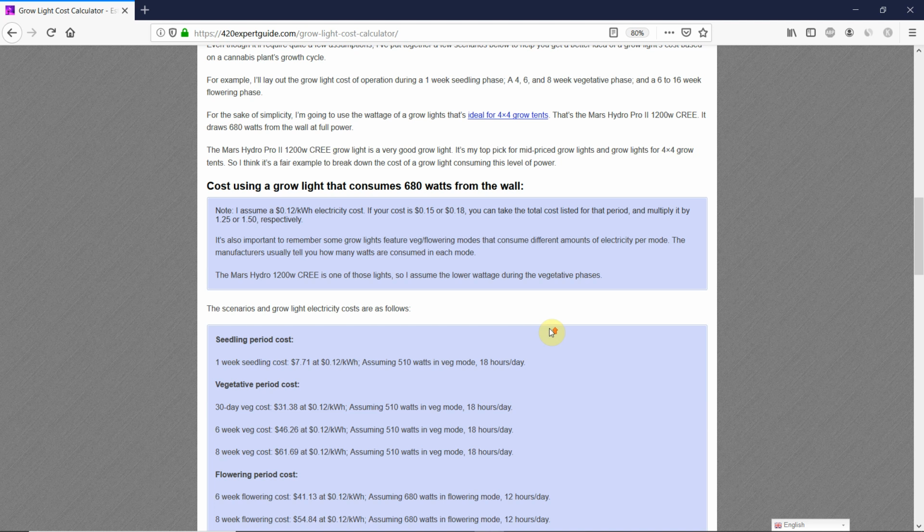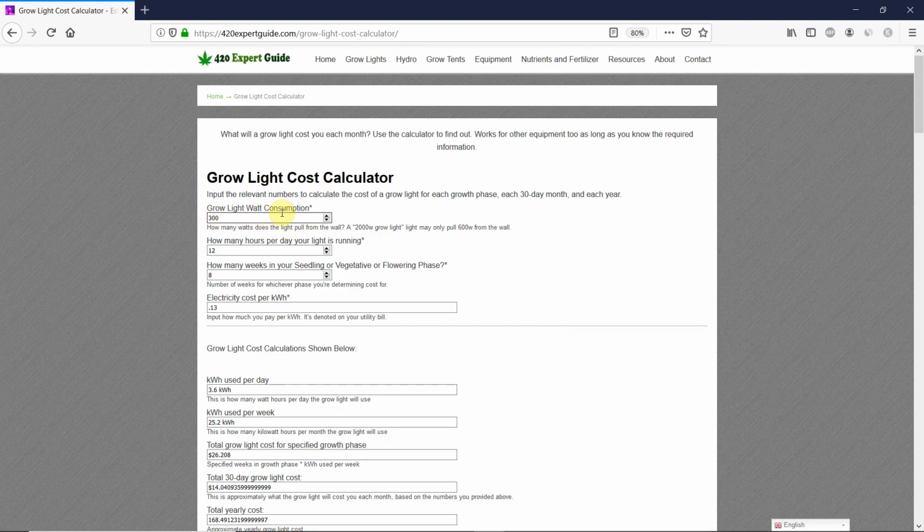So the first input in the calculator is going to be how many watts does your grow light consume? And be careful that you have the right wattage number. You want the number that the grow light pulls out of the wall and not the number that your grow light LEDs emit. So that can be a little confusing. A lot of manufacturers say 2000 watts. Well, that's because that's the LED wattage. They use 210 watt LEDs, but that's not how much power is coming out of your wall. It's really only taking 600 watts or whatever. So you want that wall number.